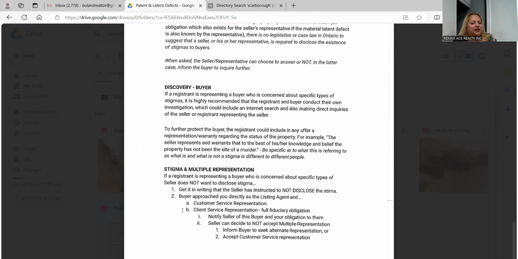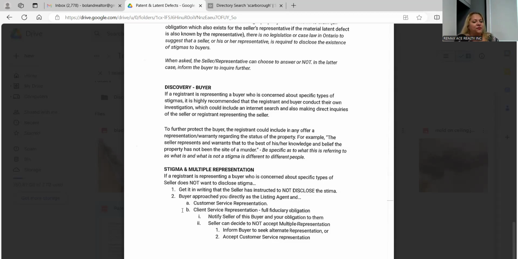The buyer approaches you directly as the listing agent, and you have options. You can say, my seller has said I cannot disclose this. What is my option, right? We don't do customer service anymore, obviously, but they do the self-represented parties, so we're going to have to change the wording on that for the training. Self-represented parties means that you're not giving them your due diligence; you're just answering basic questions on behalf of the seller. Or client service representation, so full fiduciary obligation.